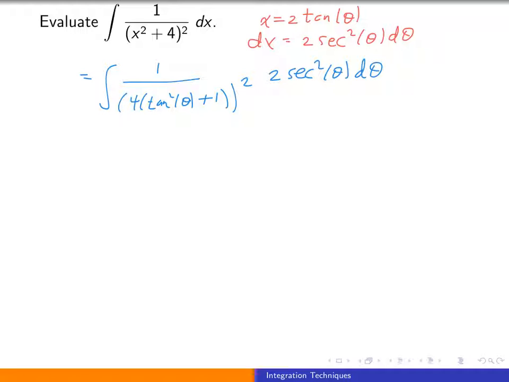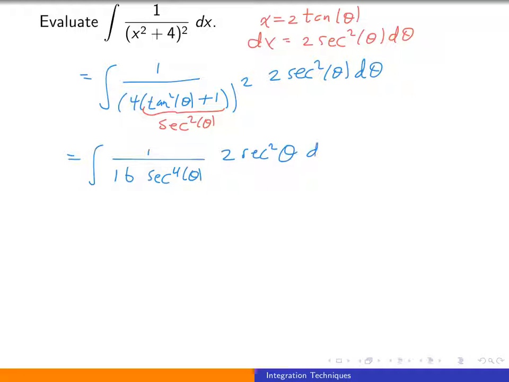Now continuing on, immediately after making the trigonometric substitution, we simplify via the Pythagorean identity. Tangent squared plus 1 is secant squared. So in the denominator, we really have 16 from the 4 squared, secant to the 4th, and this is multiplied by 2 secant squared theta d theta. So the 2 over 16 turns into a 1/8, and secant squared over secant to the 4th is going to end up being 1 over secant squared, which is, of course, cosine squared.